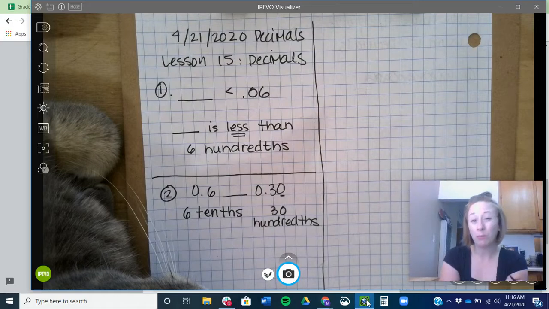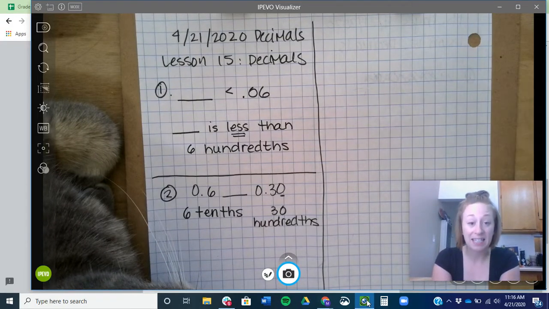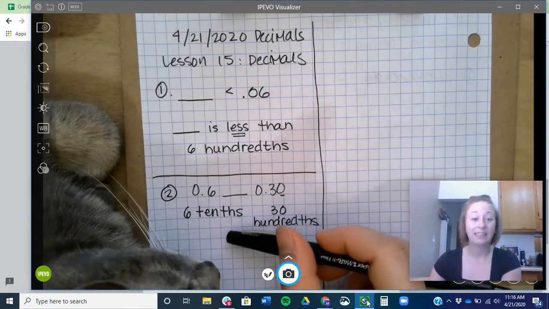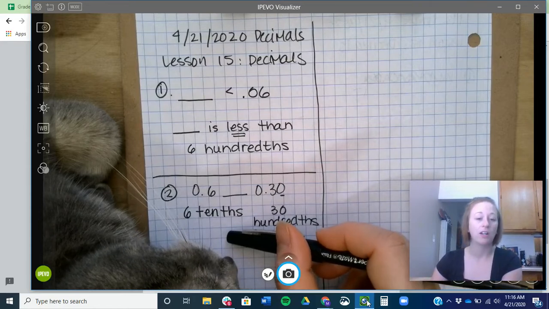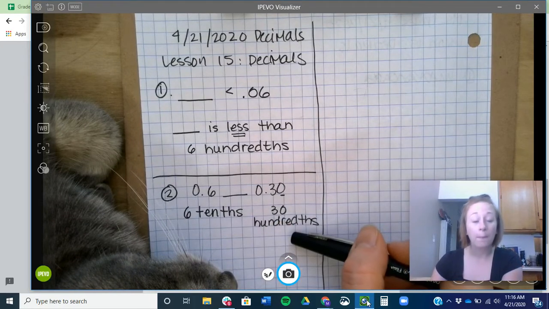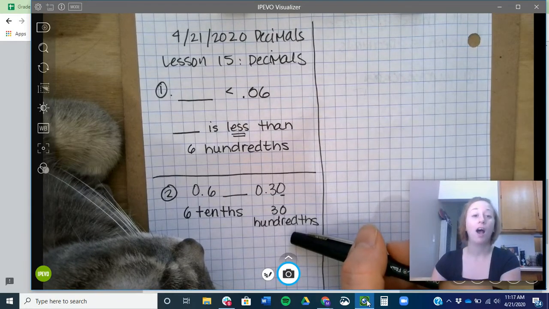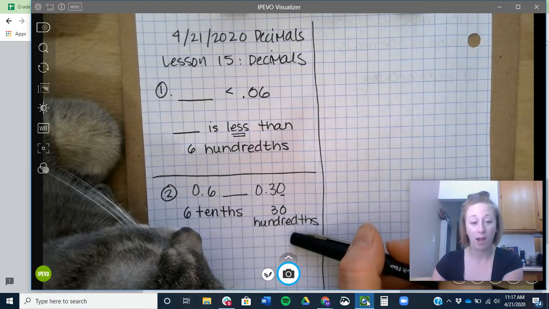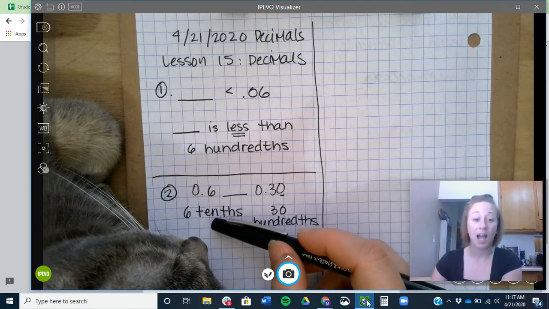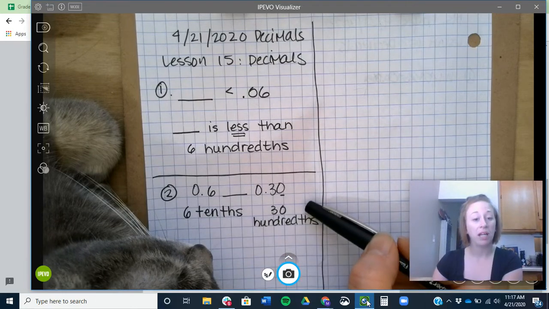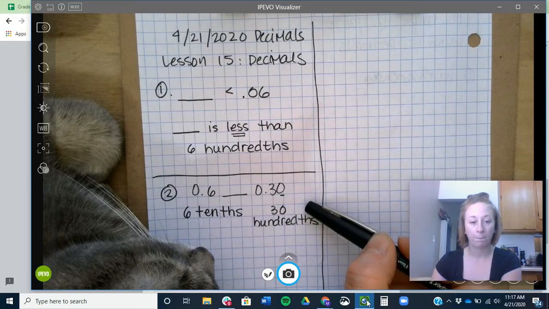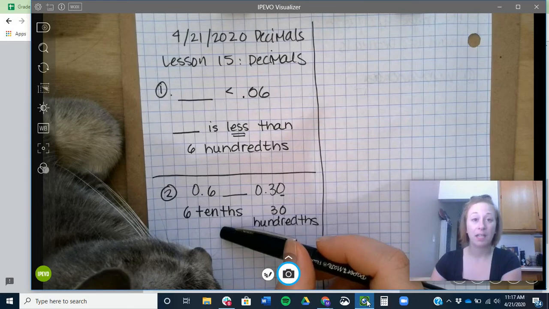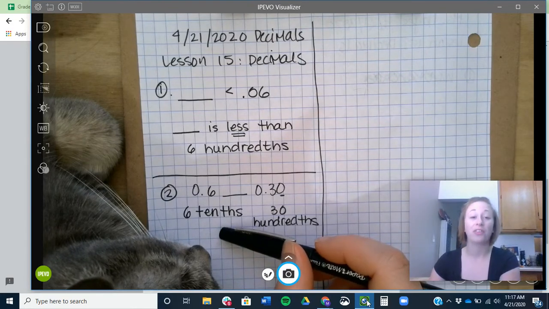Okay, well, how can we compare these two values? 6 tenths with 30 hundredths. Think of it like this. Since we know that dimes are tenths of a dollar, and pennies are hundredths of a dollar, we learned this yesterday in the video with Tim and Moby and Brain Pop. So you can maybe think of this as 6 dimes and 30 pennies. Well, if we think of it that way, we know that 6 dimes is greater than 30 pennies.